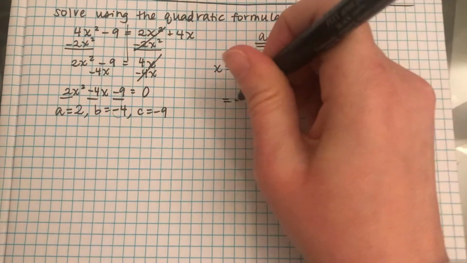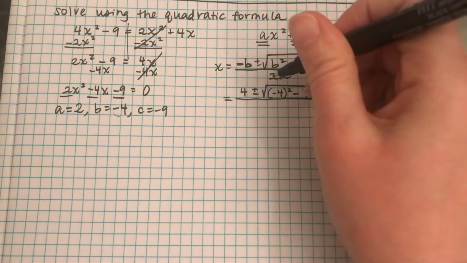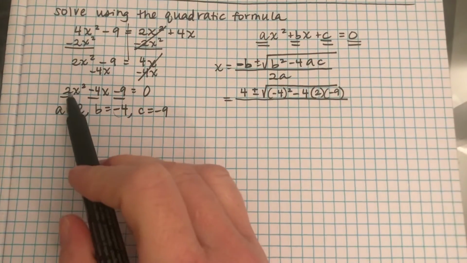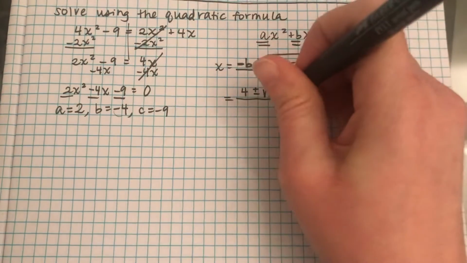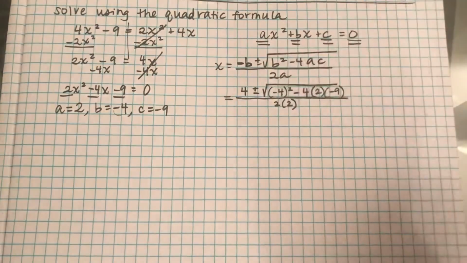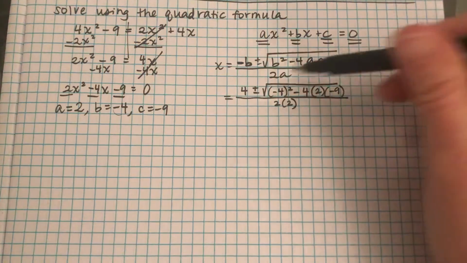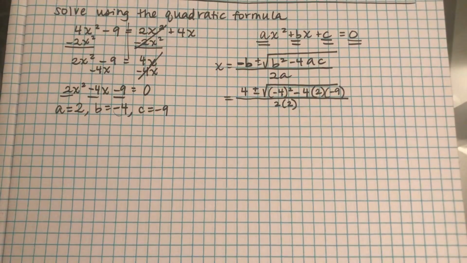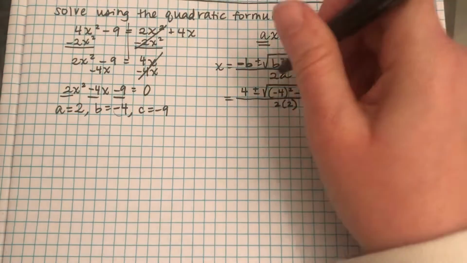All divided by the values of 2 times a. So 2 times the value 2. As you become more comfortable with this, you might skip some of the steps that I will show, but for now, I think it's a good idea just to be very clear with what you're doing.